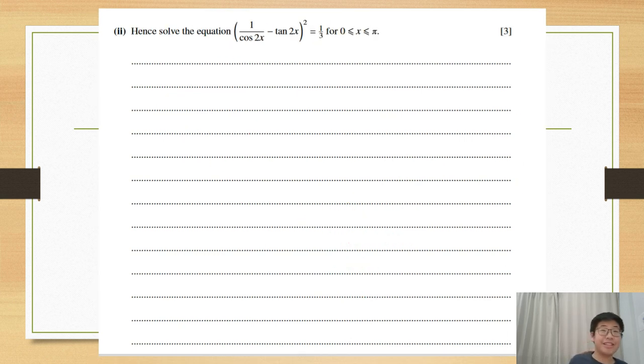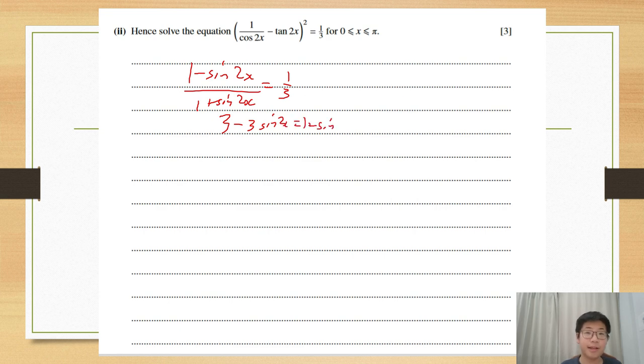Hence solve this equation. So we use the identity. 1 minus sine 2x over 1 plus sine 2x equals 1/3. 3 minus 3 sine 2x equals 1 plus sine 2x. So 4 sine 2x equals 2, sine 2x equals half. And look at the range, it's just 0 to pi.